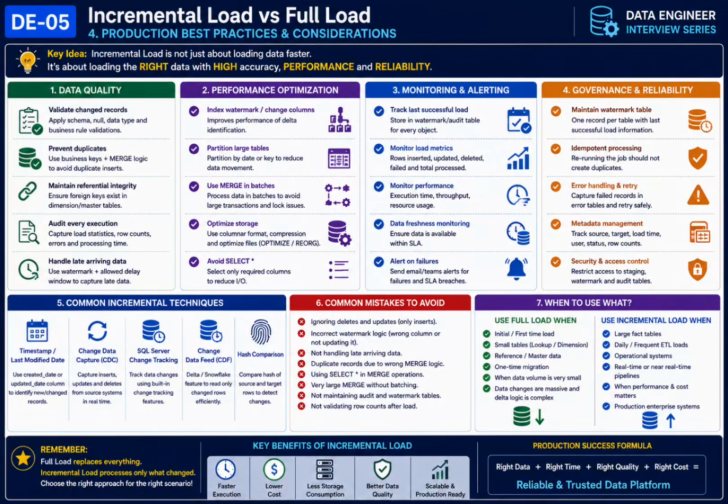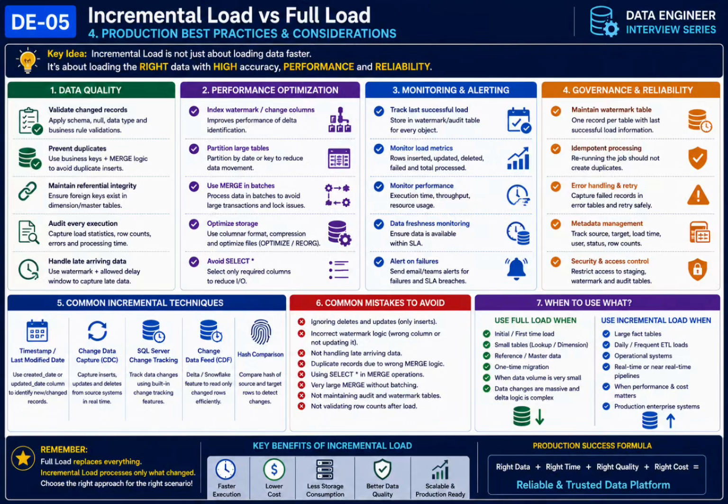Next comes performance optimization. Here we have to create indexes on watermark columns, partition large tables, batch merge operations, and avoid unnecessary SELECT star statements, right? These small optimizations have a huge impact on large data sets. Then monitoring is equally important. Every ETL execution records the number of inserted, updated, and failed records. So we have to monitor execution time, data freshness, and SLA compliance. If anything fails, alerts are automatically generated.